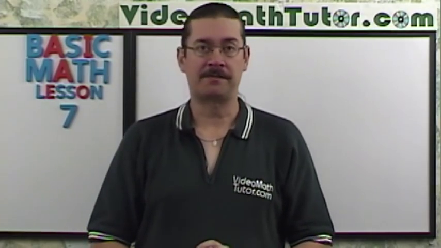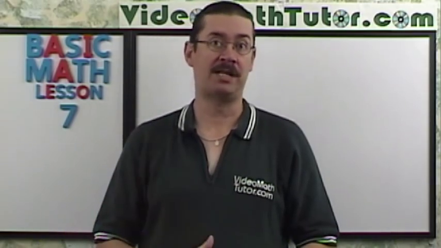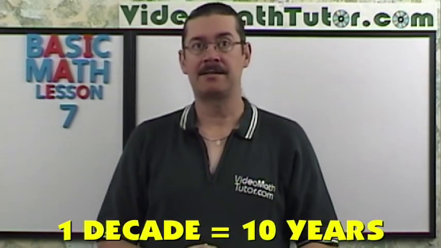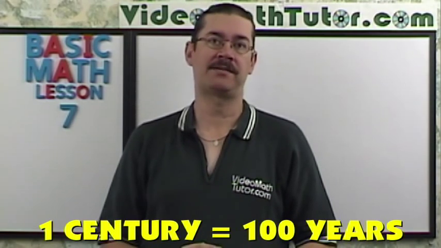Other units of measurement of time would be a leap year, which is 366 days. It's one extra day. 1 decade is equal to 10 years. A century is 100 years.